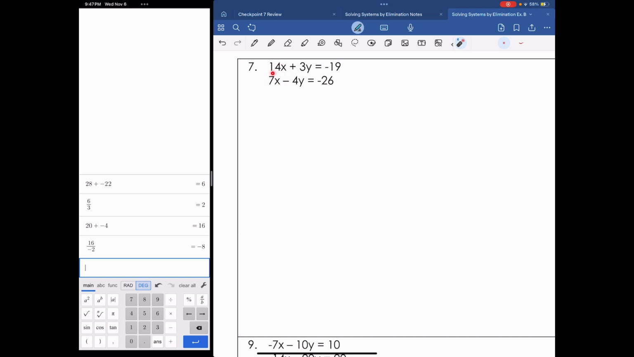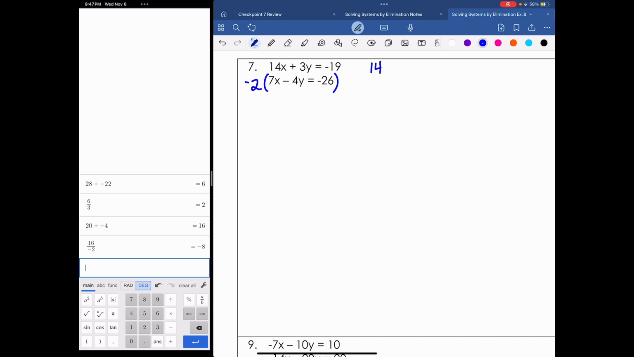So here I want to make the opposite coefficient of the larger number. So in that case, that would be 14x. The opposite coefficient of 14x would be -14x. So now I have to ask myself, what do I multiply 7x by to make -14? Well, that is going to be -2.